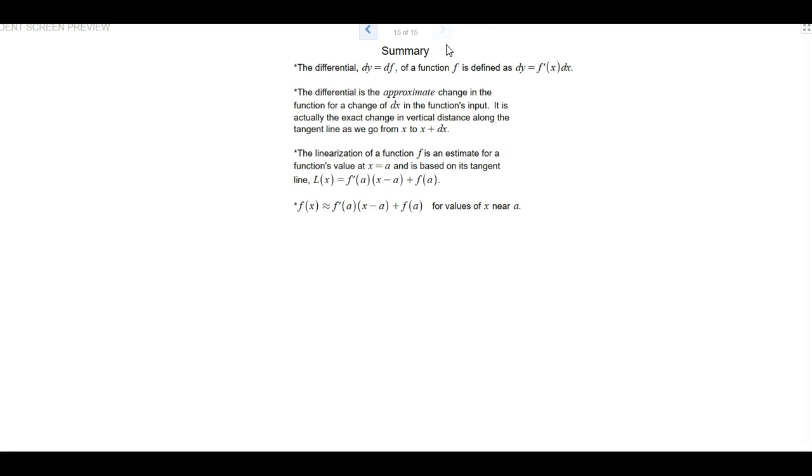So in summary, the differential is defined by the product of the derivative and dx. And the differential is just giving us an approximation for the change in a function value given a change in the input value. And then the linearization of a function we needed to figure out because we used that when we derived that differential. And that's just the equation of the tangent line at a point x equals a. And we can use that equation of the tangent line to approximate function values near x equals a because that tangent line is so close to our graph of the function near a.